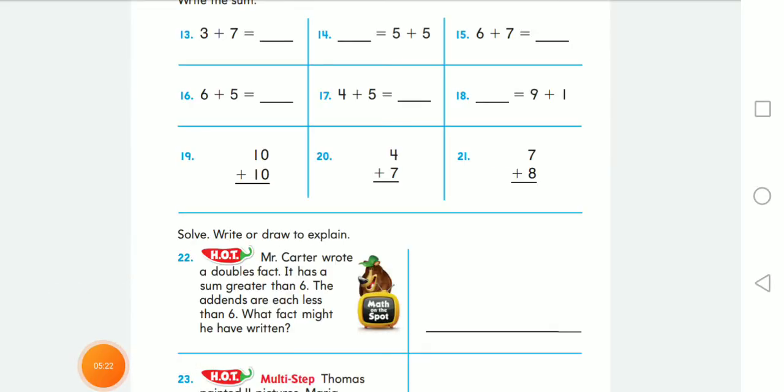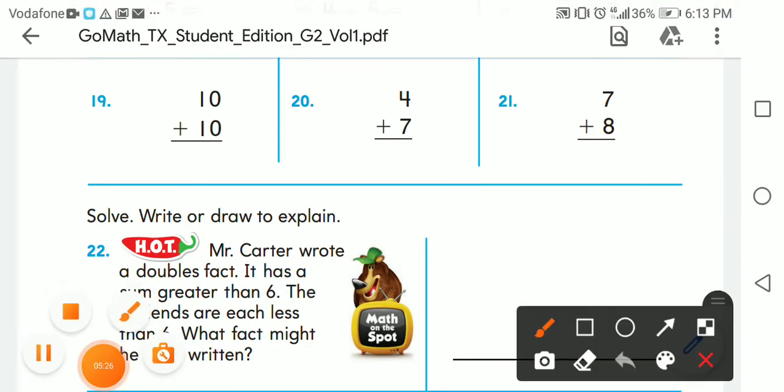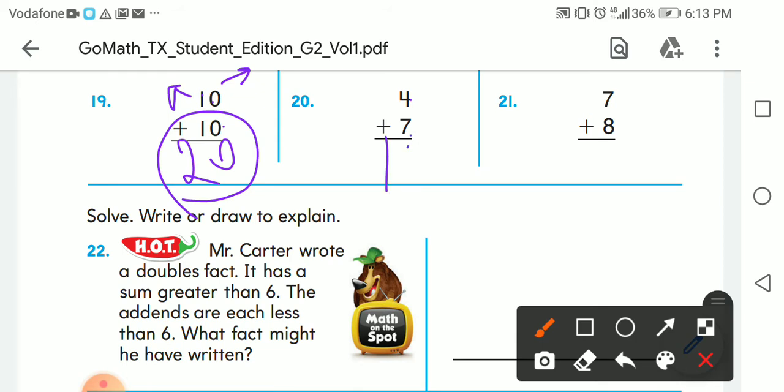Let's see together. If I give you the two numbers under each other, here 10 plus 10, let's start with the ones here. Focus. 0 plus 0, 0. This is the ones, and this is the tens. 1 plus 1, 2. So the answer is 20. 4 plus 7, after 7, 8, 9, 10, 11.